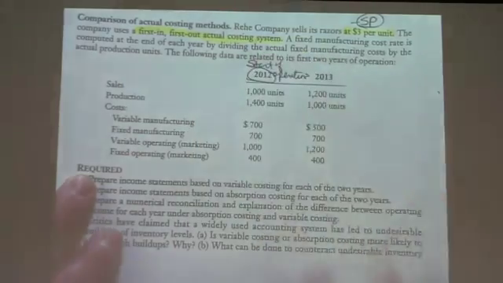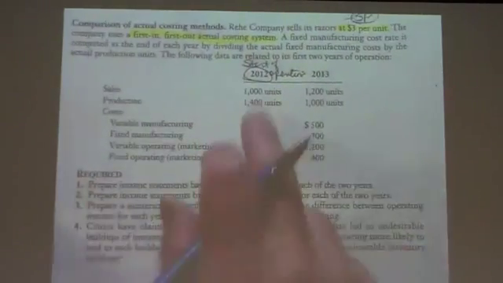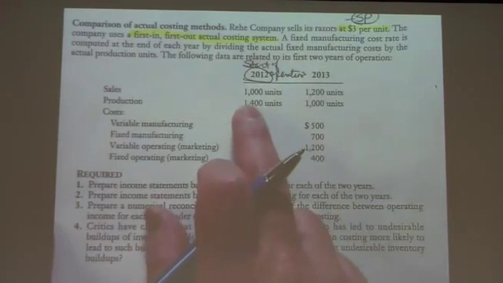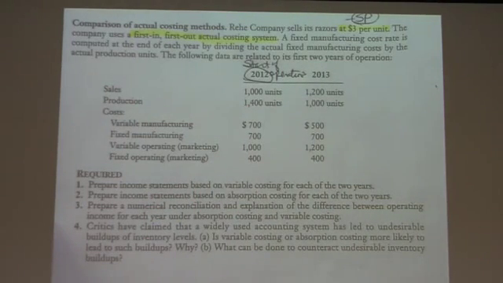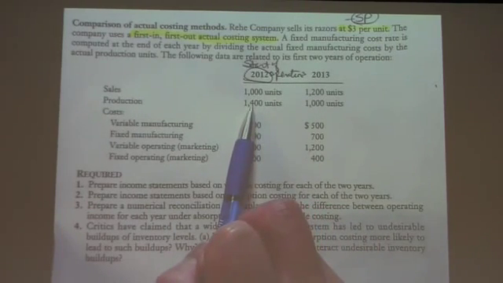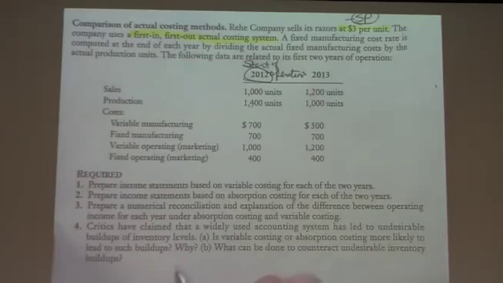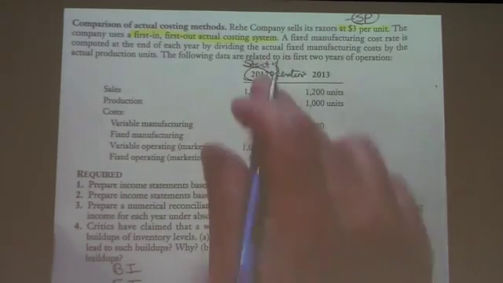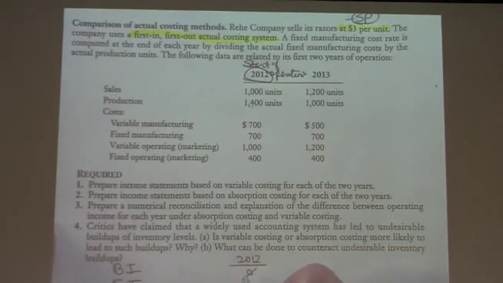That's 2012. So they had sales of 1,000, but they had production of 1,400. That means that the ending inventory is 400. So why don't I write this down here? Beginning inventory for 2012 is 0 because it's the start of the year. Ending will be the difference between that, which is 400 units.